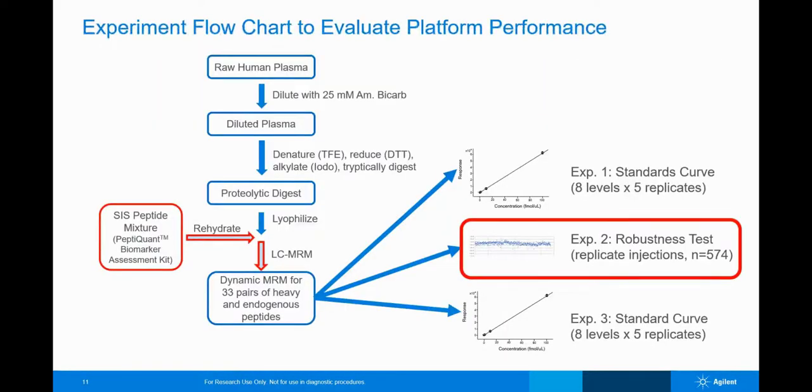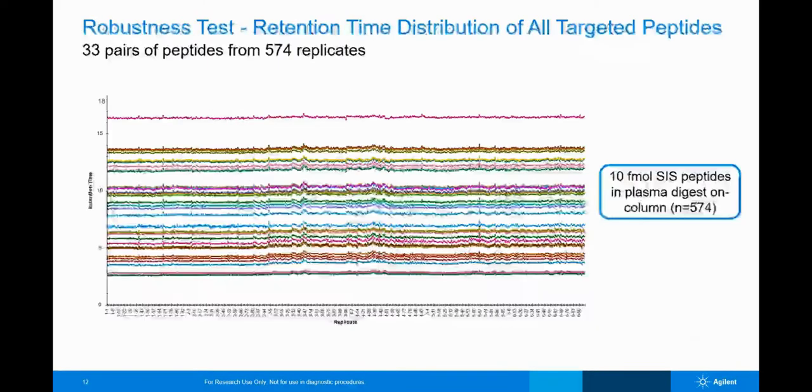For convenience, I would like to show the robustness test results. In this test, we performed a total of 574 replicates and monitored 33 pairs of peptides. Here is the retention time distribution for all targeted peptides. The different peptides are coded in different colors. From this plot, you can see the retention time is quite stable throughout this test.